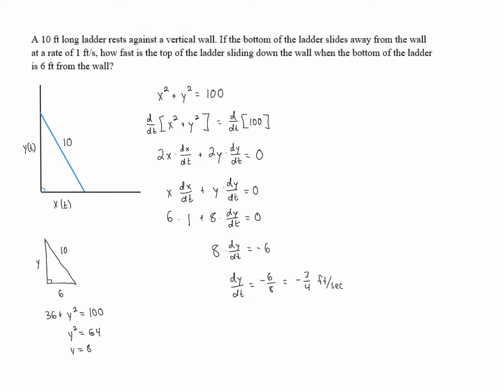But they're just asking how fast the top is sliding down. They're asking just for speed. So you could say 3/4 feet per second because they're already saying it's going down the wall in the wording. If this problem was in a homework system online, I don't know if they would be looking for negative 3/4 or positive 3/4. Hopefully they would specify, but basically it is sliding down at a rate of 3/4 feet per second, at least at that moment.